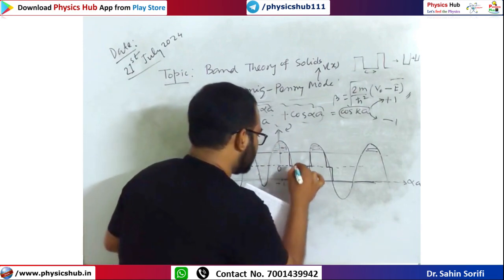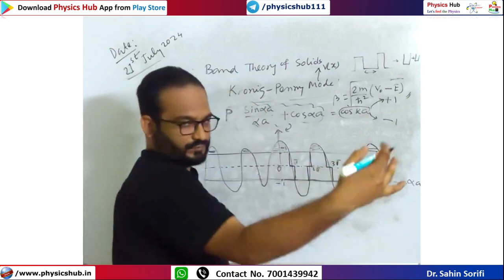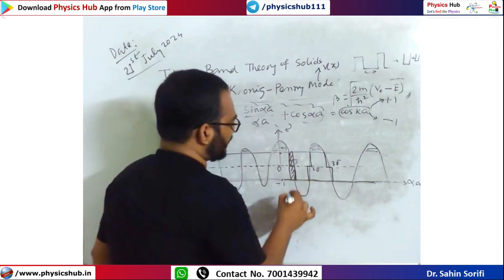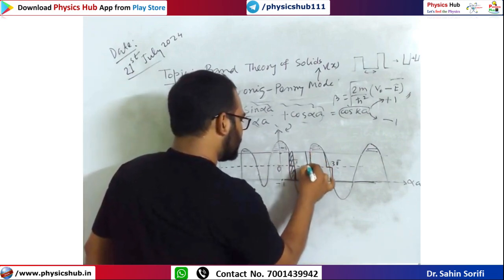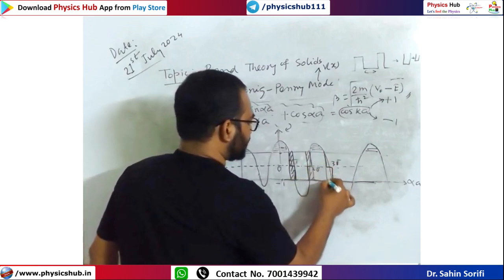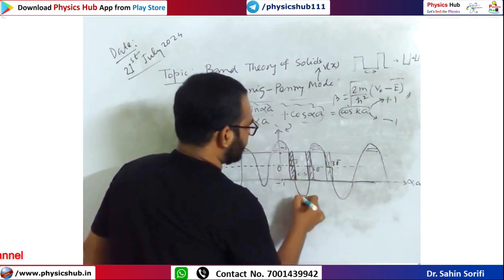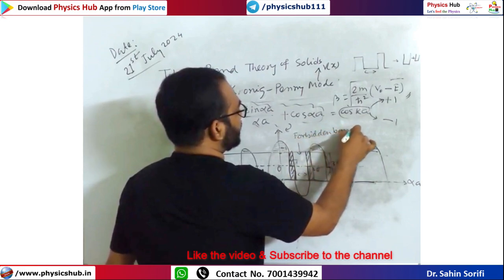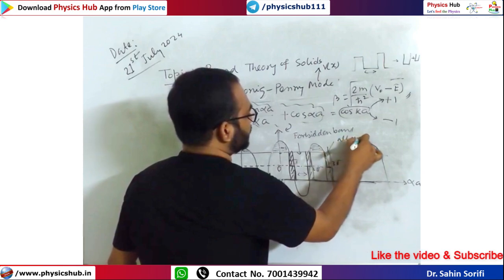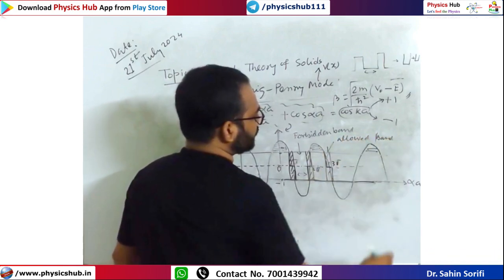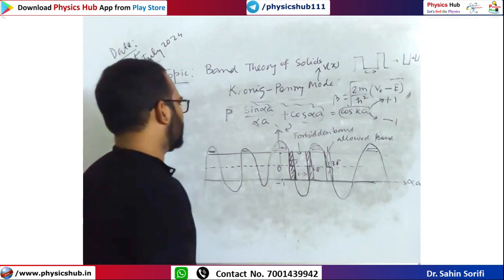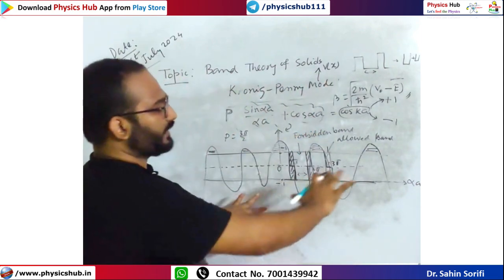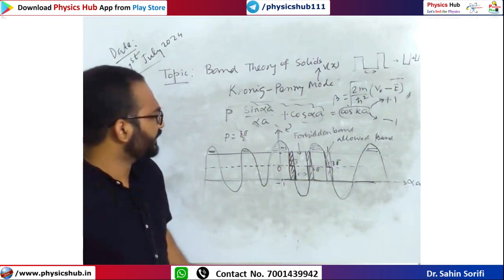So if I call this pi, this 2 pi, 3 pi, and so on, you can see in this region the energy values are allowed. Similarly, this region is an allowed region, this region is an allowed region, but the region between them is forbidden. So this is the forbidden gap, or forbidden band, and this is the allowed band. We have drawn it for a typical value of P, 3 pi by 2. Depending on the value of P, we get different kinds of band structure. Let me explain by taking different values of P.